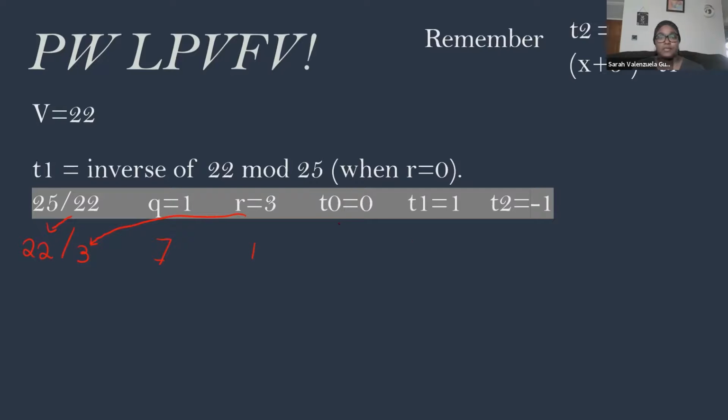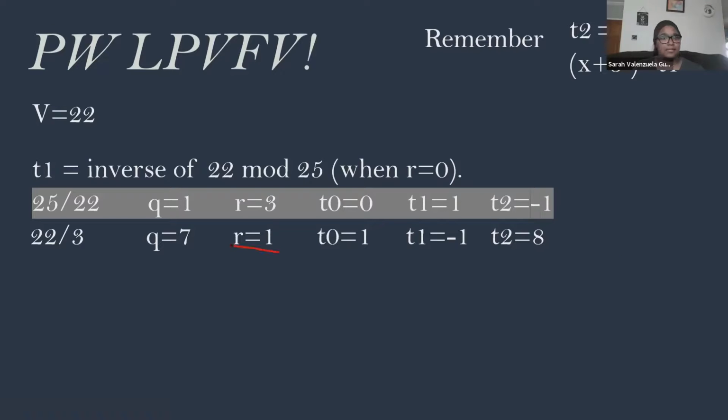We know that T0 is equal to T1 from the previous row, T1 is equal to T2 from the previous row, and T2 is equal to T0 from the current row minus the quotient from the current row times T1 from the current row. And this is equal to 8. So T2 is equal to 8. Then we have our reminder is still not 0, so we have to keep going.